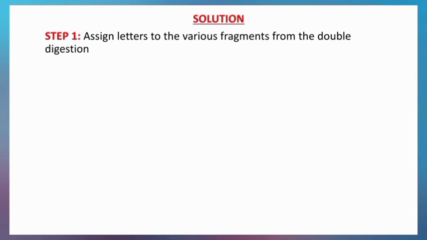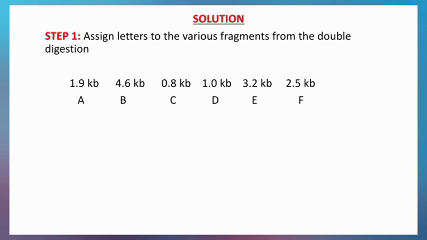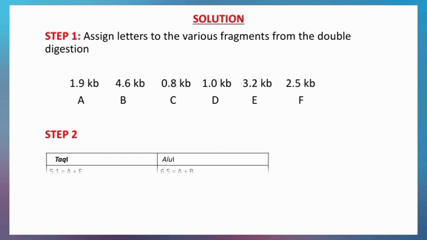So let's start. The whole process is, as I said, divided into 3 steps. The first step is to assign letters to the various fragments from the double digestion. So for the double digestion, we obtain these fragments. Let's assign the letters A, B, C, D, E, and F to them, as we did for the linear one. And then let's move on to step 2.